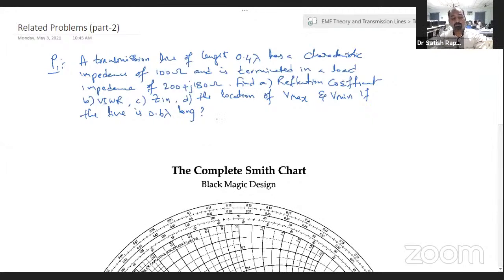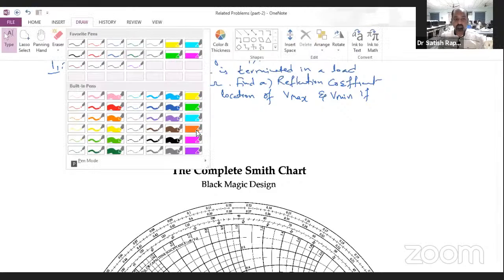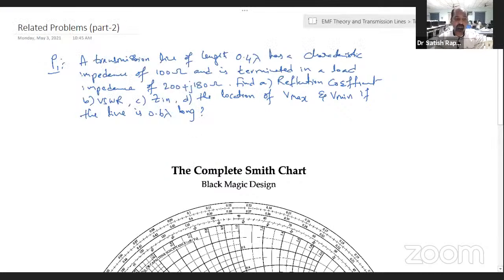So this is the question we have, very important, which covers almost all parameters: reflection coefficient, VSWR, input impedance, and the location of Vmax and Vmin. A transmission line of length 0.4 lambda, and its characteristic impedance is 100 ohms. The load impedance is 200 plus j180 ohm.